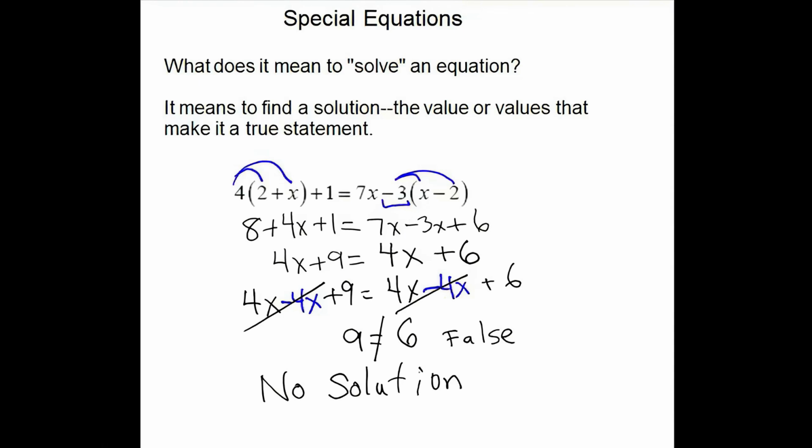This one will never be true. When you're more experienced, you'll see it from this third line. The 4x is the same on both sides. The 9 and 6 are never going to be the same. This one is called a contradiction. And your answer to it will be no solution.